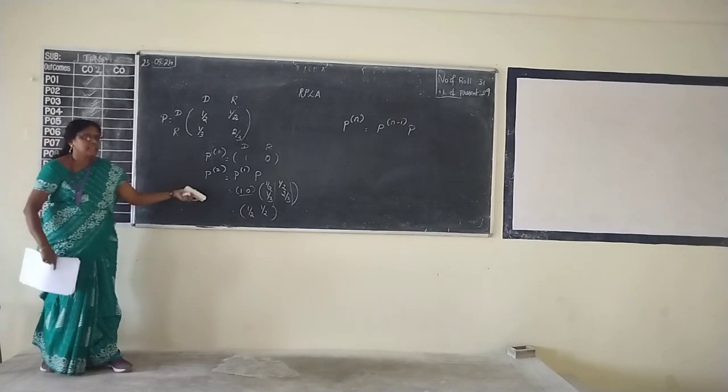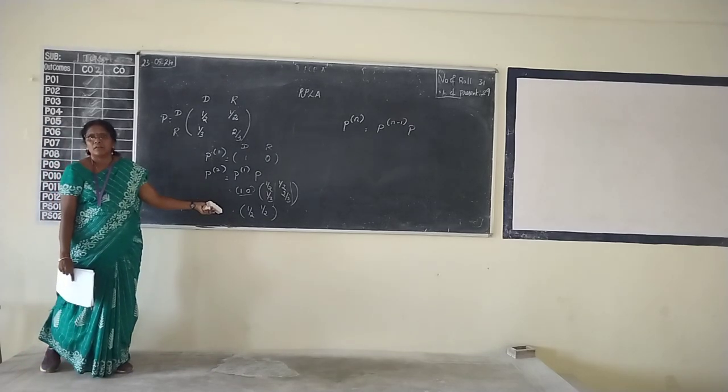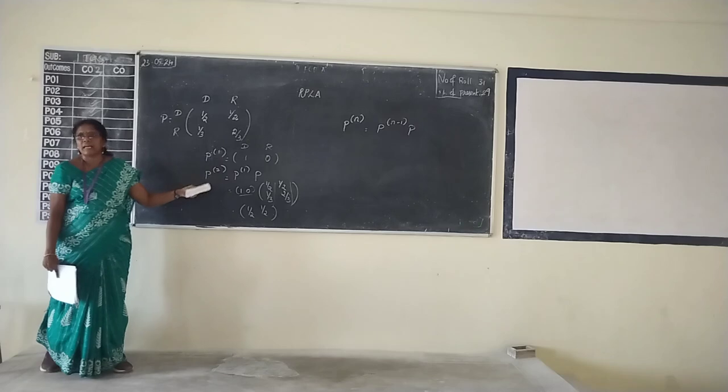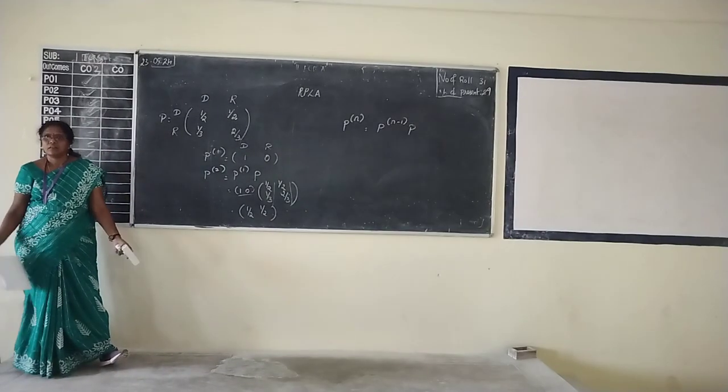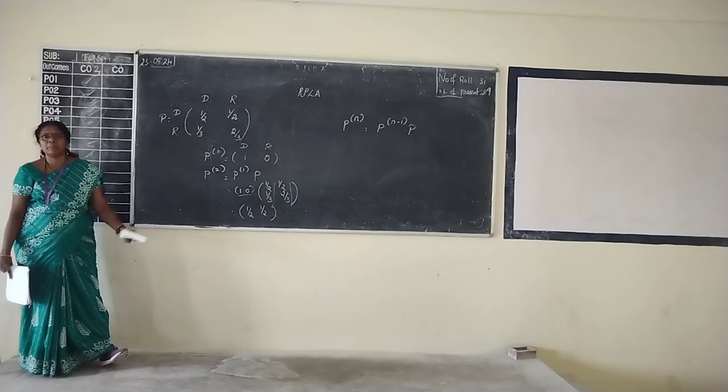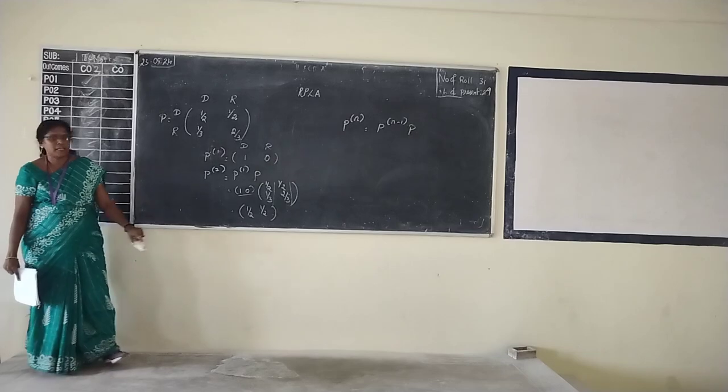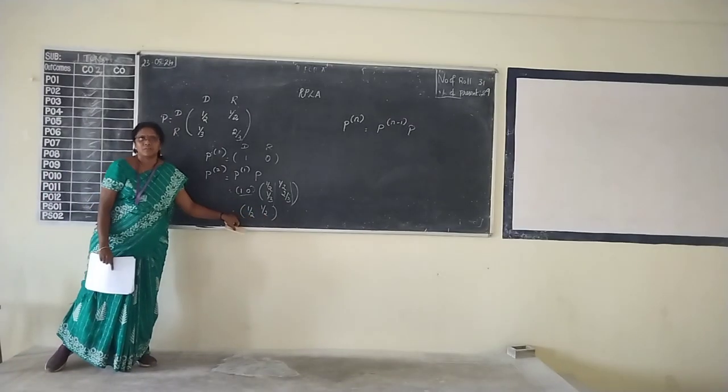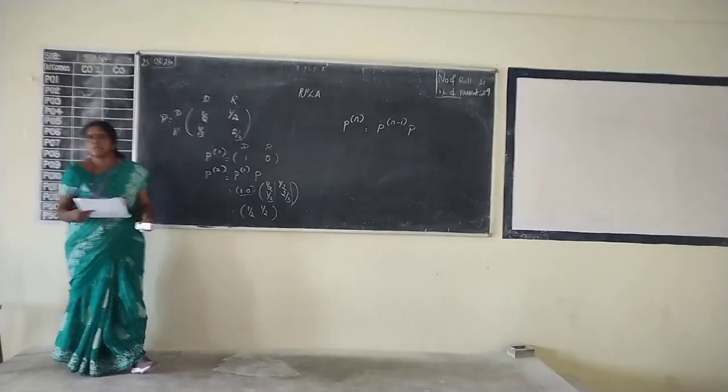Now what is the theoretical meaning of this? On day 2, whether it will be a dry day or a rainy day, there is a 50% chance. It may be a rainy day or it may be a dry day. That is the meaning of these two chances. Now check the third day.